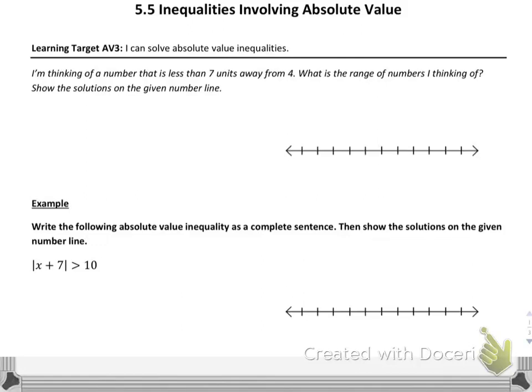Class, we're starting 5.5, Inequalities Involving Absolute Value. Learning target AV3 says I can solve absolute value inequalities.